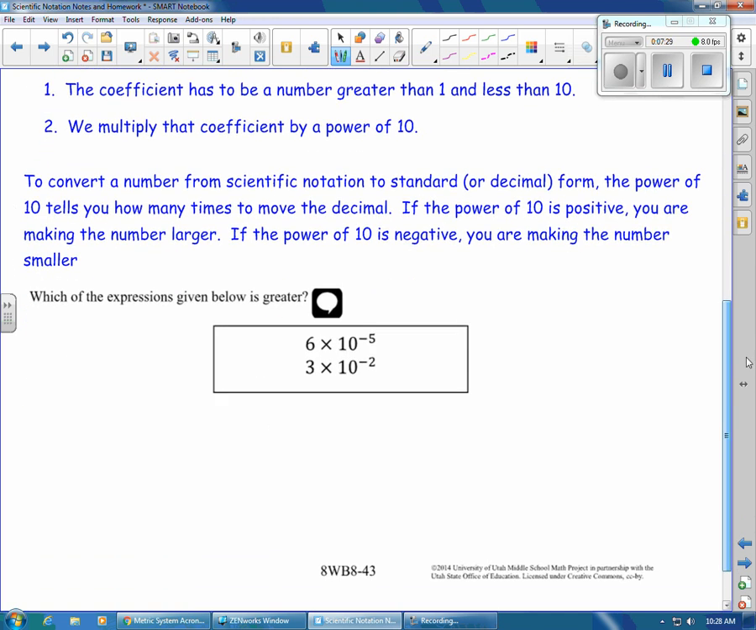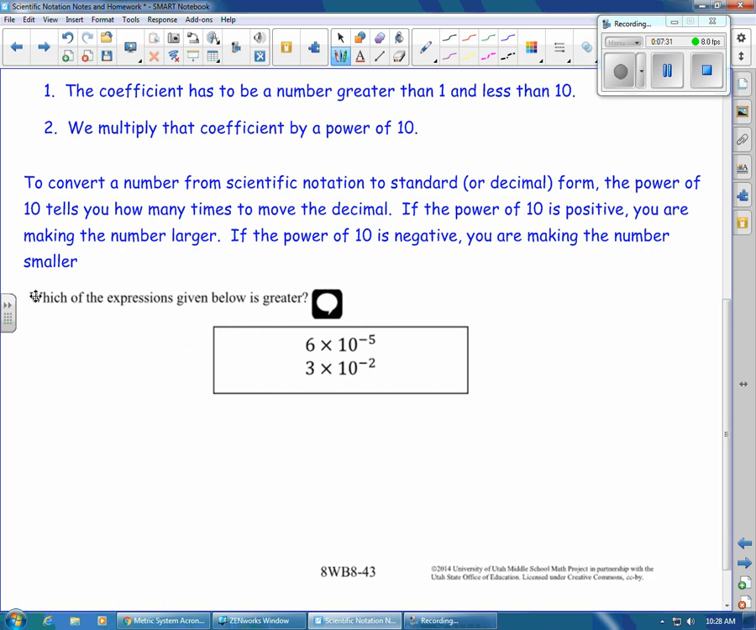So down below, they're giving us two expressions, and they're saying which of the expressions is greater. First of all, let's take a look. Our lead coefficient here is greater than 1 and less than 10, and I'm multiplying by a power of 10, so this is scientific notation. The second one also, the 3 is greater than 1. It's less than 10, so I know this is also in scientific notation. And they're saying which of the expressions given below is a greater number, a larger number.